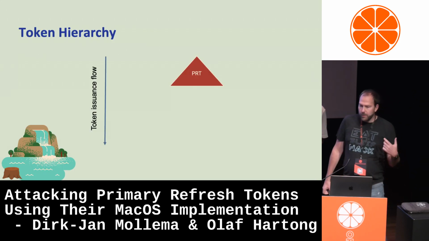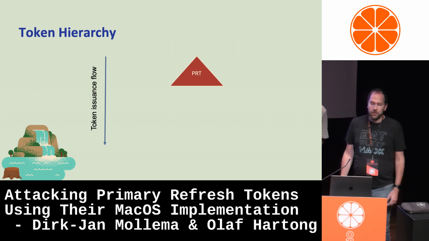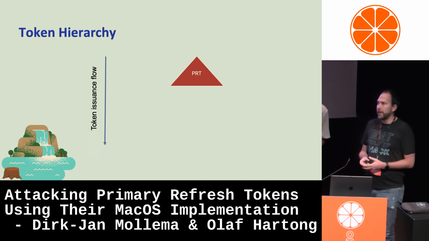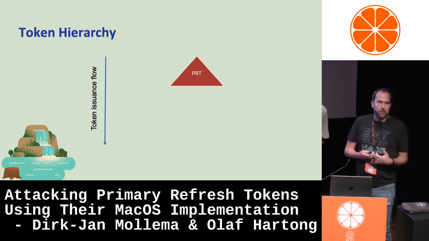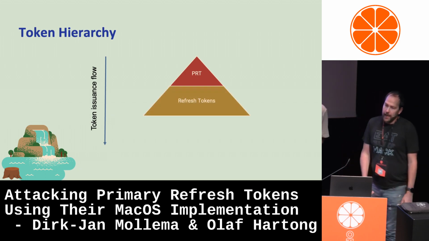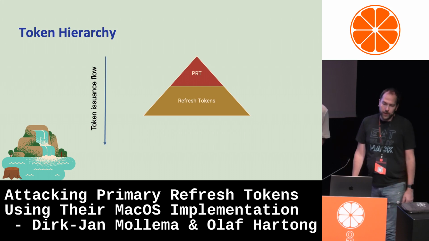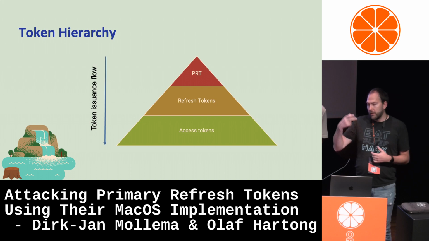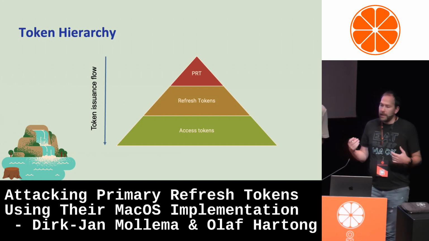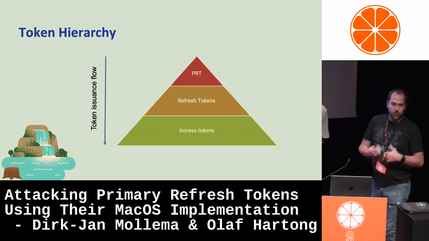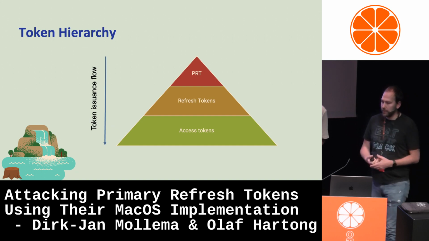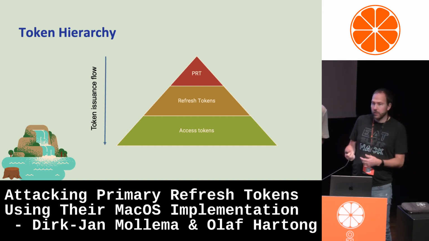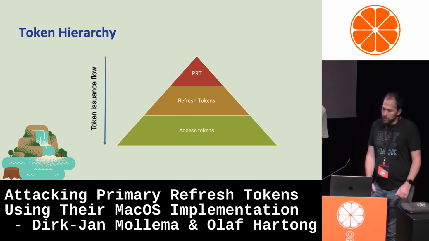So because PRTs are single sign-on tokens, they fit in this token hierarchy. At the top we have a primary refresh token, of which we only have like one or two. And with primary refresh tokens, we can request regular refresh tokens or access tokens. Refresh tokens are there per app, and access tokens are there per service that each app is accessing. So we have more access tokens than refresh tokens, and we have more refresh tokens than primary refresh tokens.